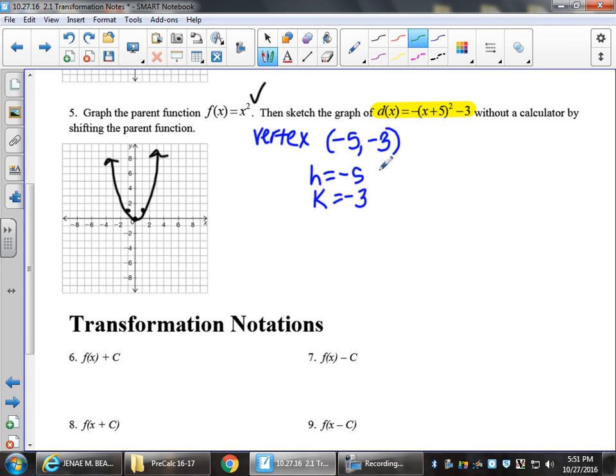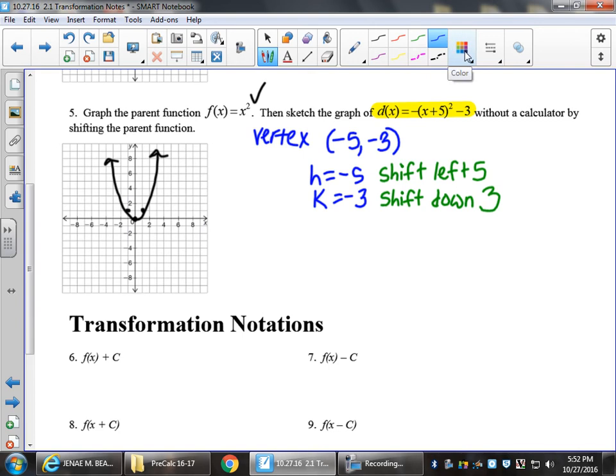This will be a horizontal shift left 5. And this will be a vertical shift down 3. Shift left 5, down 3. Are we done?